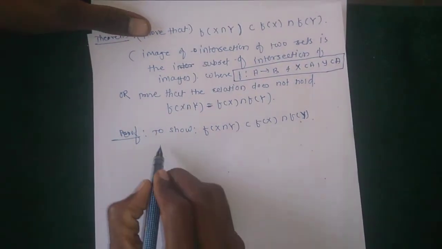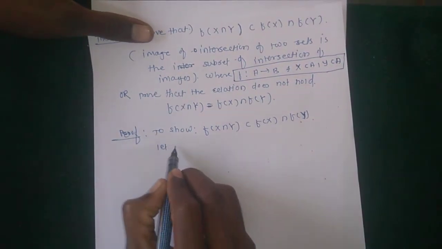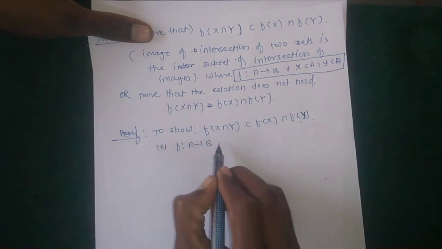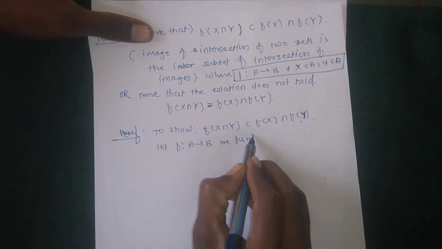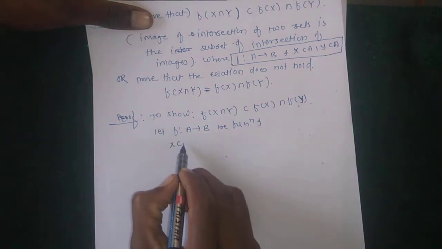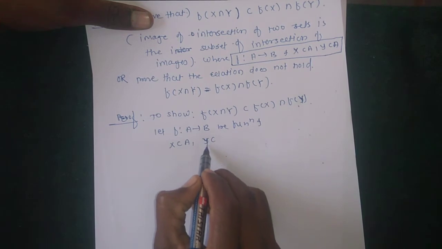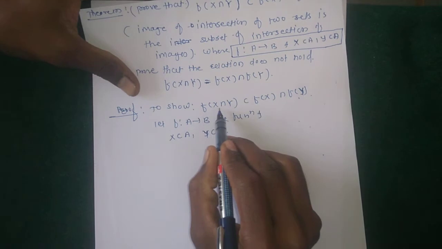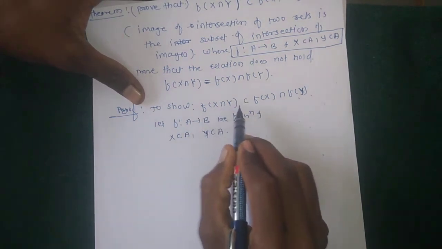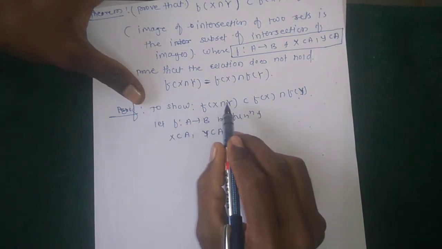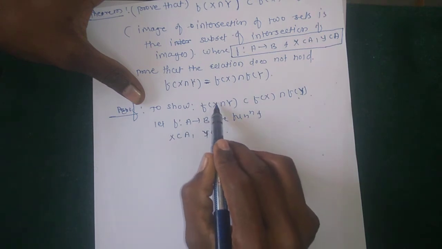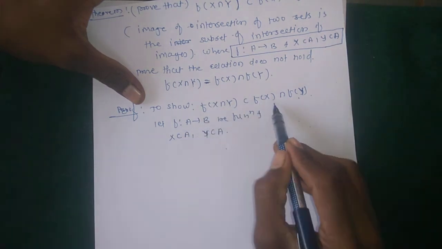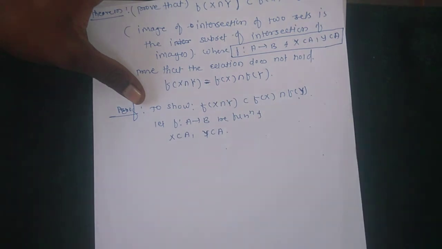Where let f from A to B be a function, and X is a subset of A, Y is also a subset of A. To show that the image of X intersection Y is a subset of f of X intersection f of Y. Now how do we prove this?